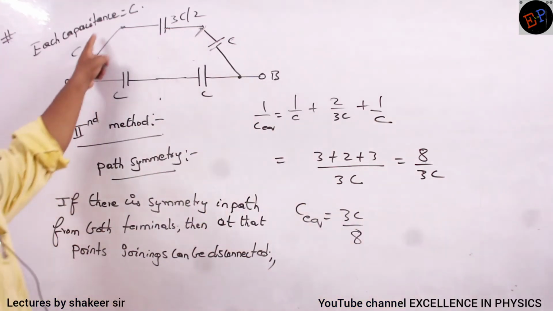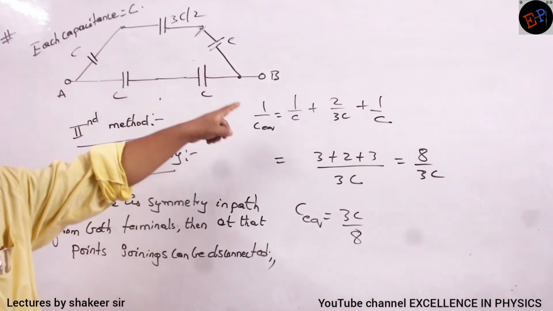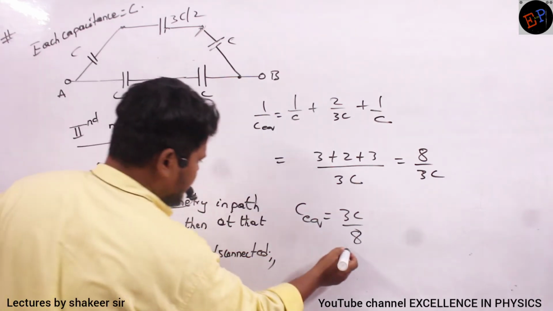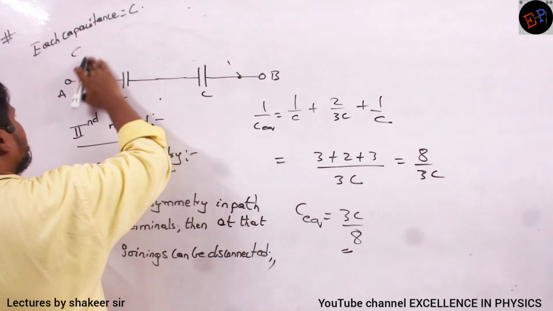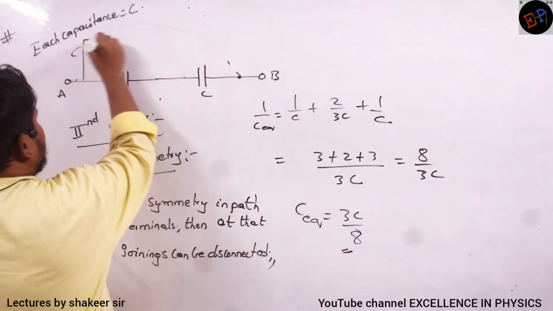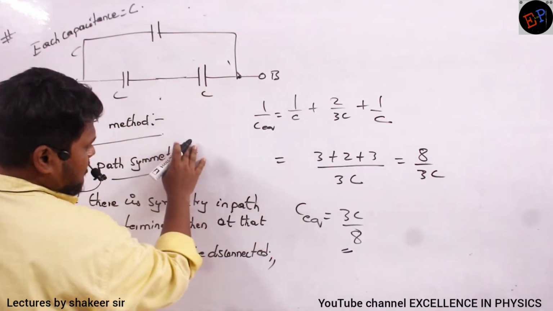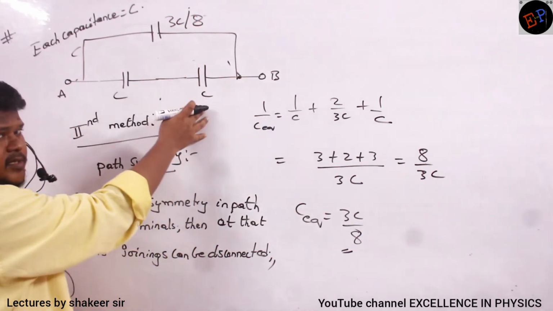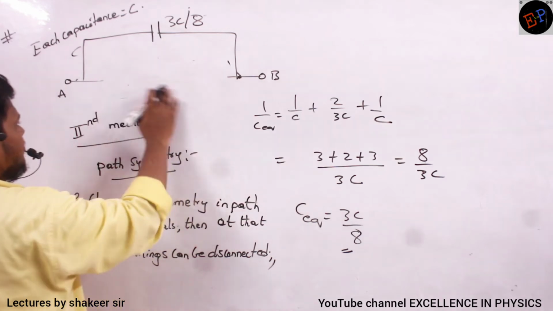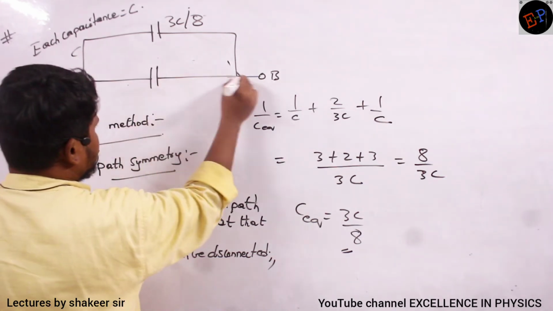So therefore instead of this total series connection, I can write a single capacitor, no? Single capacitor of how much? 3C by 8. Okay, so draw a single capacitor. So I will draw a single, only one capacitor of capacitance. How much? 3C by 8. Clear, no? Now C and C, they are in a series connection, no? So therefore what is the equivalent capacitance? It is C by 2.